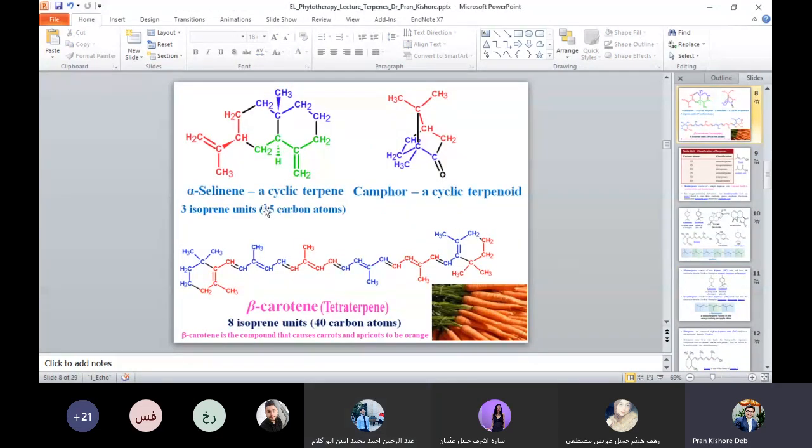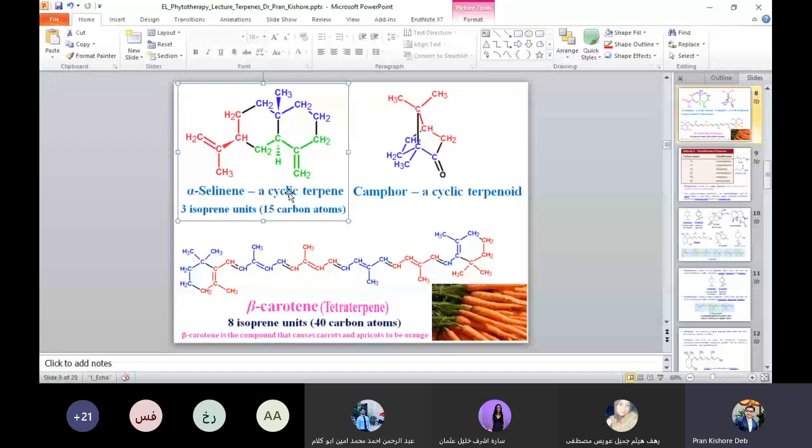Can you see this one? How many isoprene units are present in the alpha-selinene? 3. You can see it is given 15 carbon. Unfortunately, it is written, so you can answer it. I cannot ask this question, but generally I ask this due to the color concept. Okay, next one.